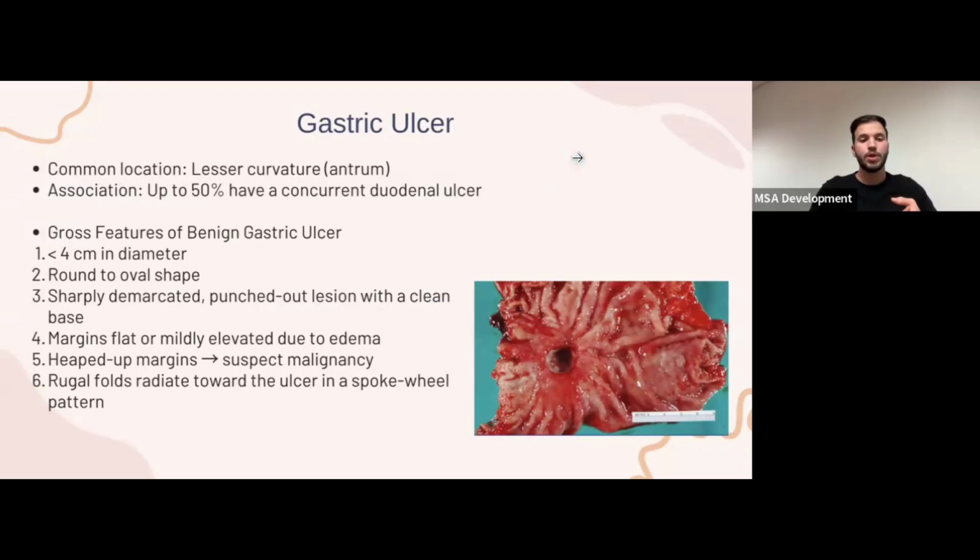They are round to oval shape, and also we have rugal folds that radiate toward the ulcer in a spoke wheel pattern. And this is an example of a gastric ulcer, and it has most of the features that we've talked about. It's small, less than 4 centimeters. We have some rugal folds. We have some heaped up margins. Okay, and it's sharply demarcated.